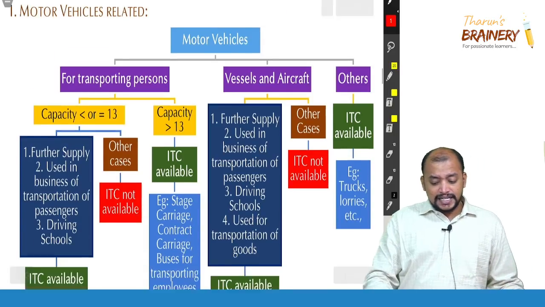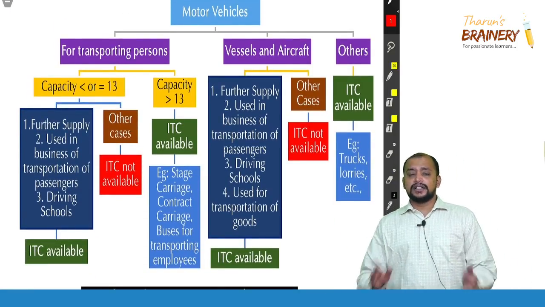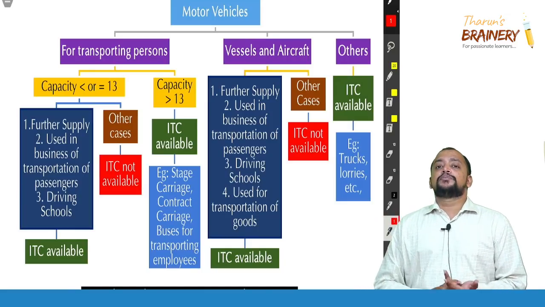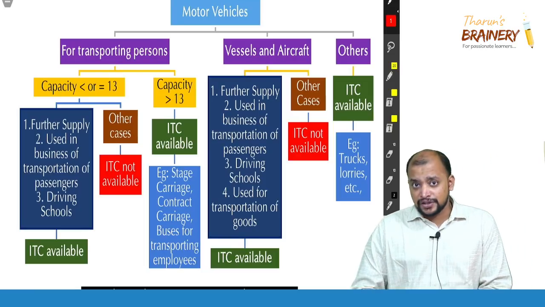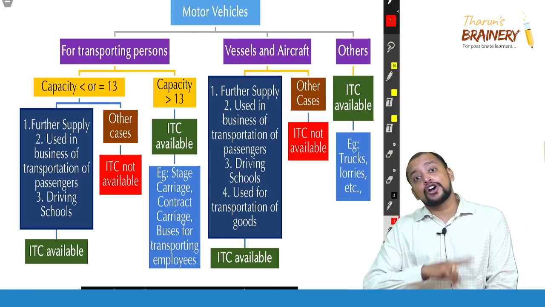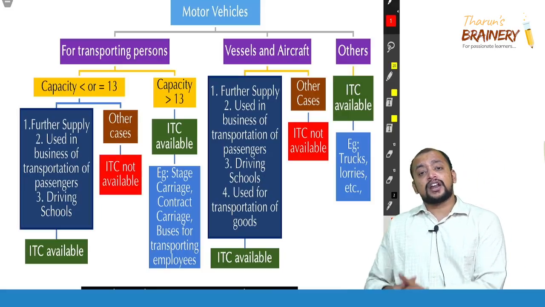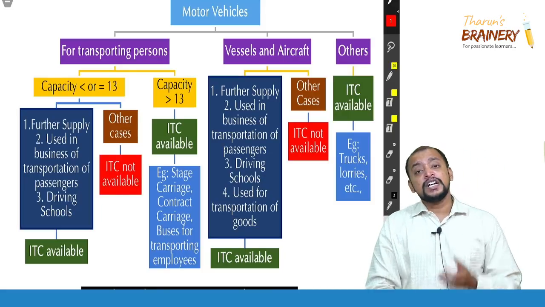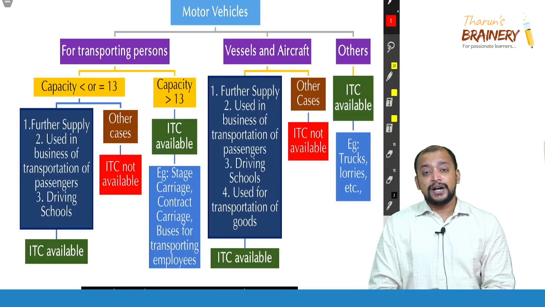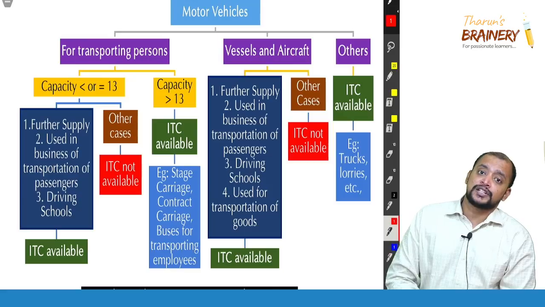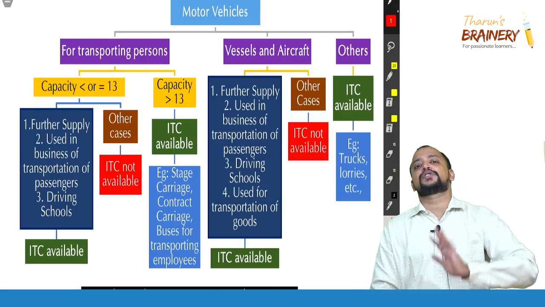Then vessels and aircraft. For vessels and aircraft, we have 4 exceptions. These 3 are common: further supply, number 2, used in the business of transportation of passengers, and number 3, driving schools. Number 4, used for transportation of goods. Used for transportation of goods means that they are not in the business of transportation of goods, but they are using it for transportation of their own goods also, so they can take ITC. But business of transportation of passengers means it should not be used for their own purpose, but used in the business of transportation of passengers.